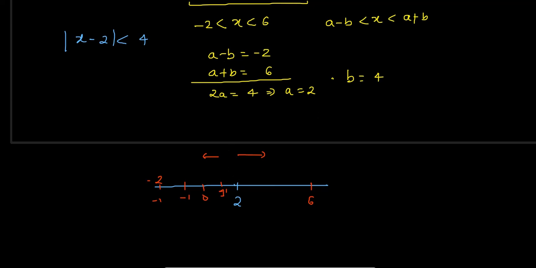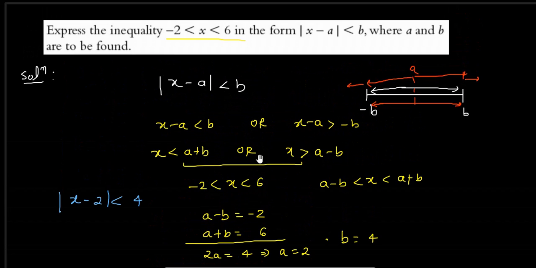Hence the inequality, as you can see in the question, is that x is lying between minus 2 and 6. So basically my initial position is 2, and if I have to move a distance of at most 4 in the right direction, the rightmost point will be 6 and the leftmost point will be minus 2.